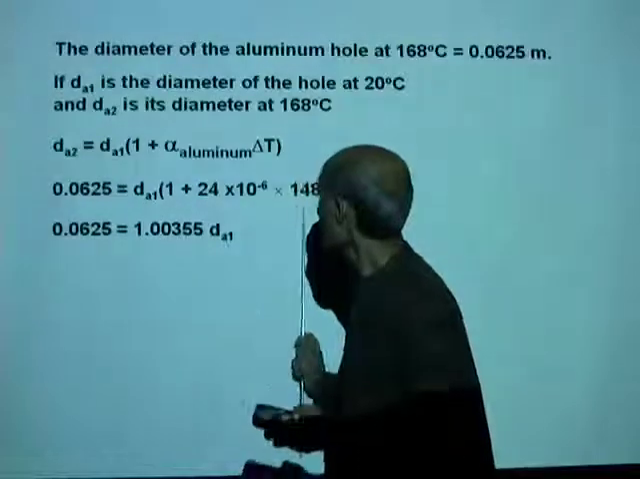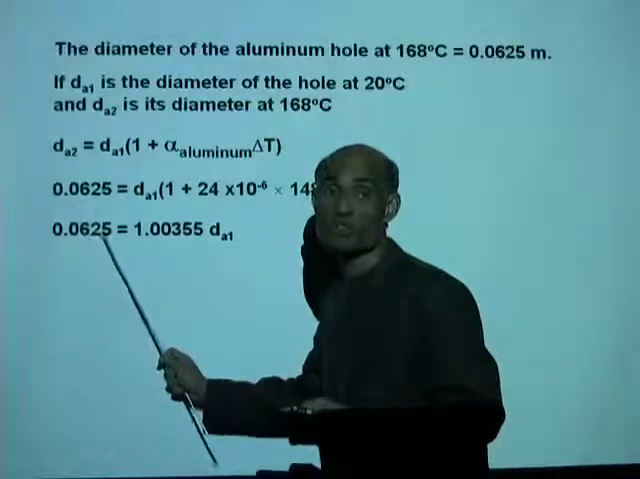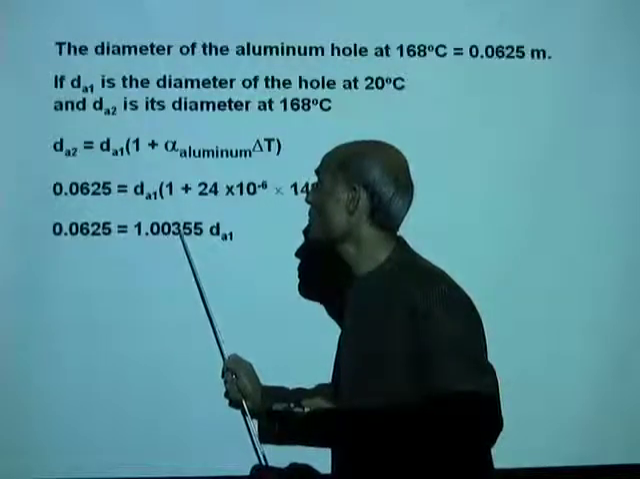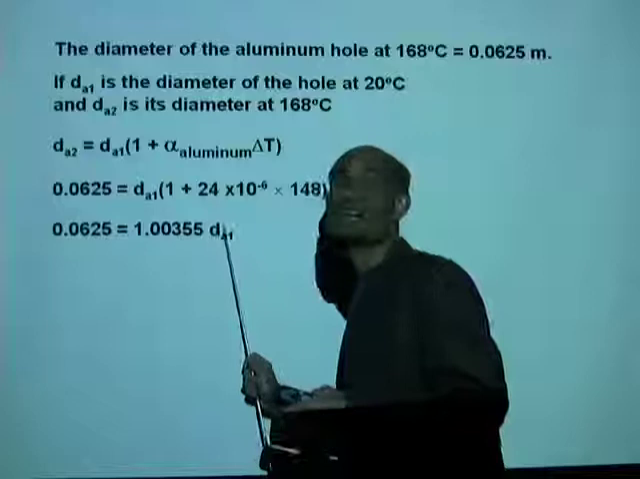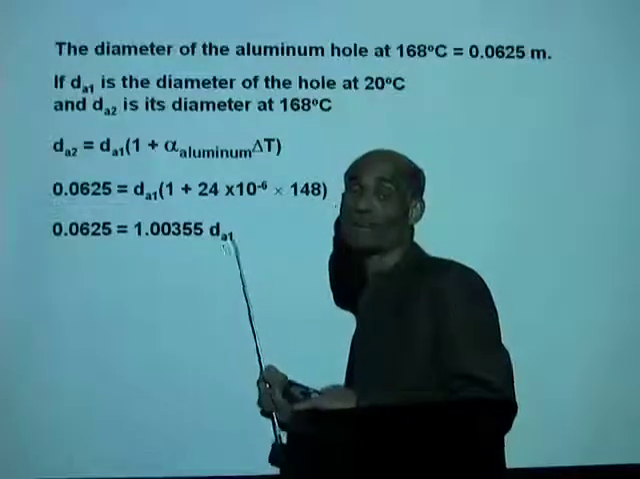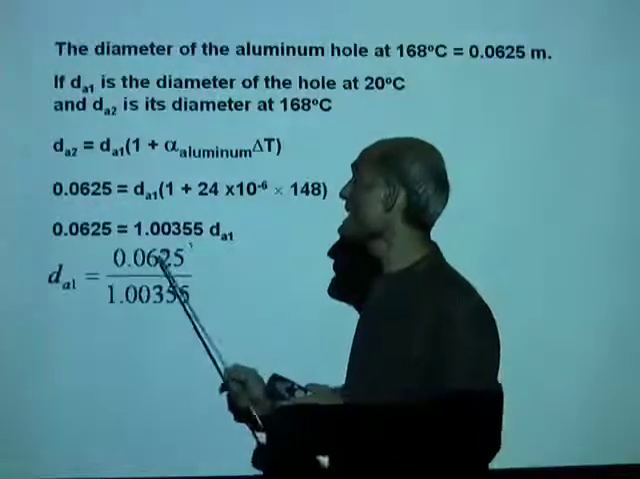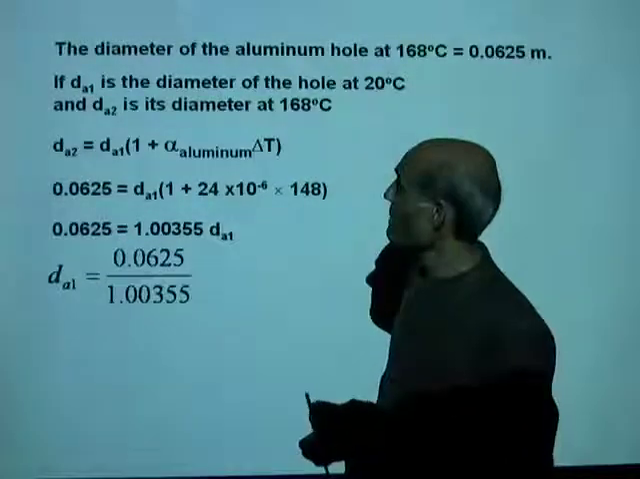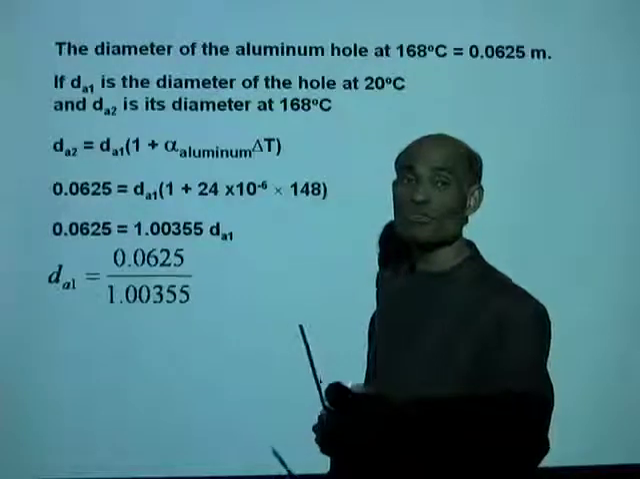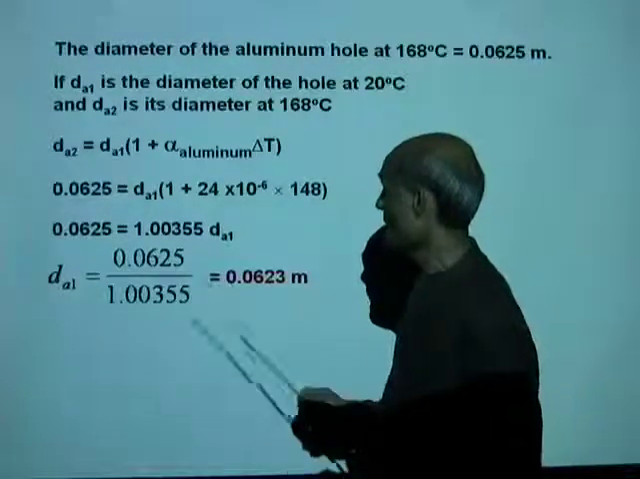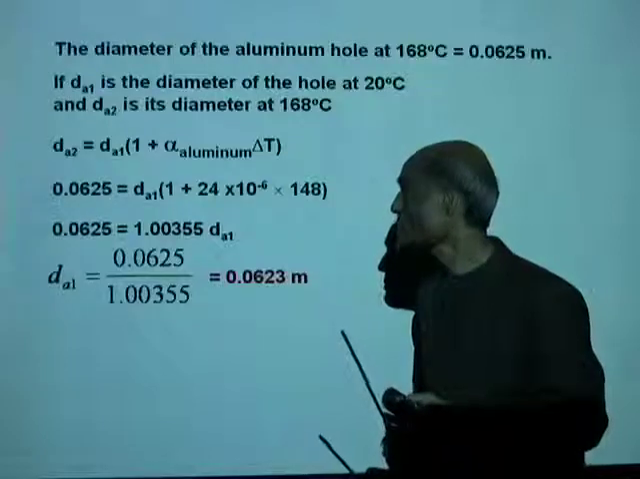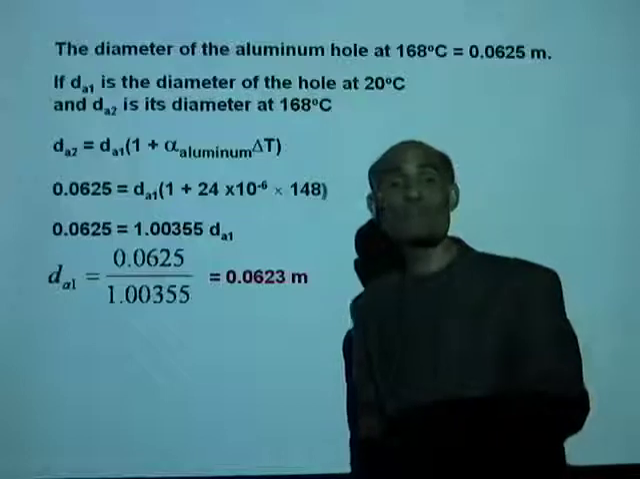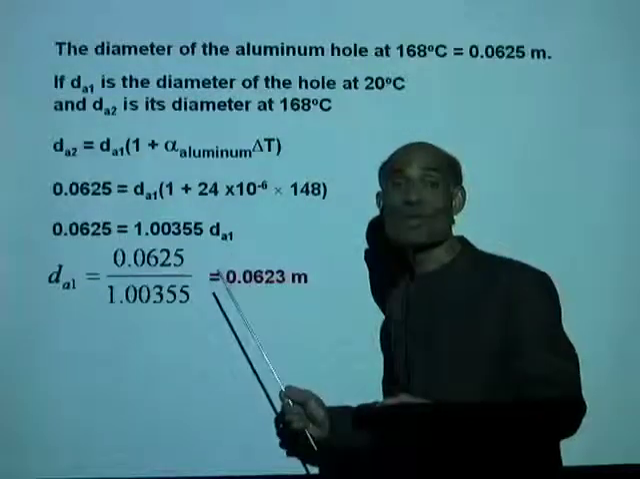So simplifying the right hand side, we get 0.0625 equal to 1.00355 dA1, and therefore we can find dA1 as 0.0625 divided by 1.00355, and that is 0.0623 meter. That will be the diameter of the aluminum hole at that lower temperature.